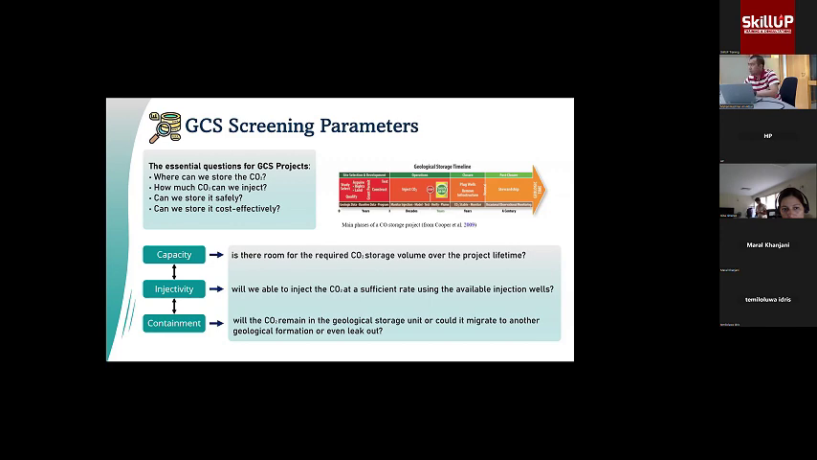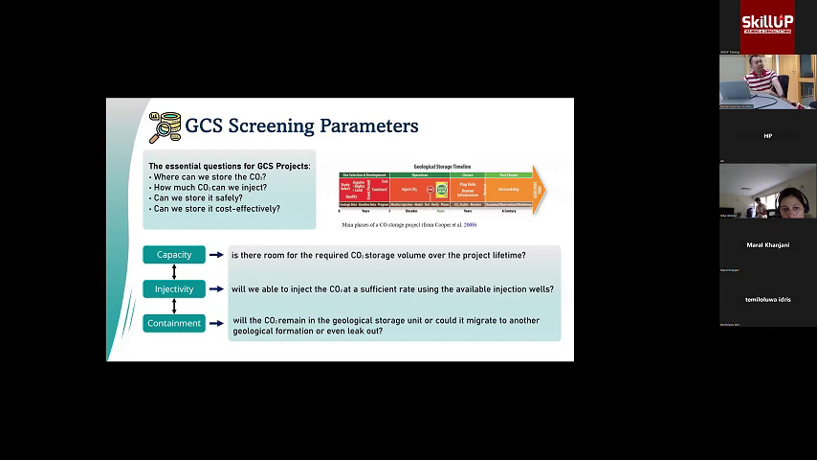But what is the most important at this moment? How we can store it safely. And the other thing is also related to economics. Many CCS activities at this moment don't really work properly because of the cost. It's not really profitable. So that's why there is a lot of support from governments in different countries to make CCS work at this moment.